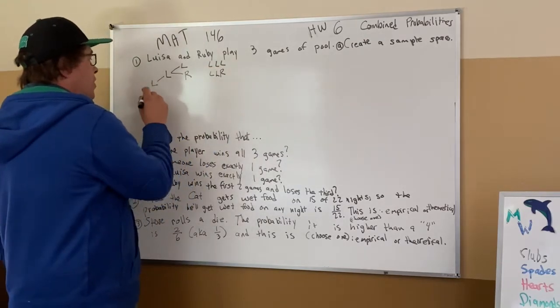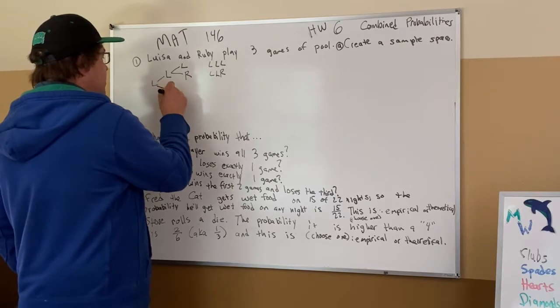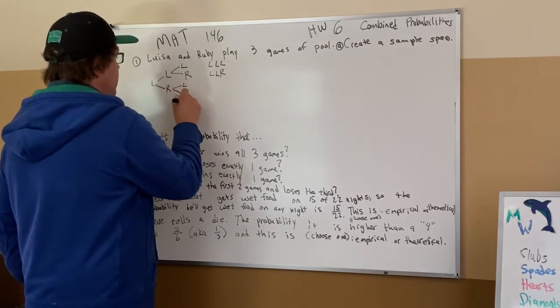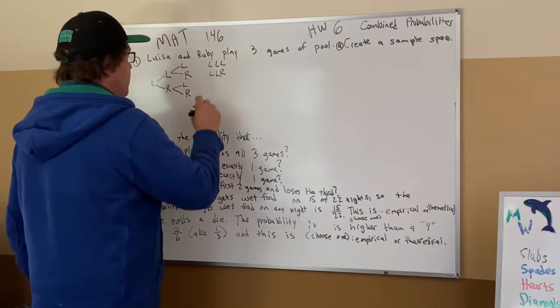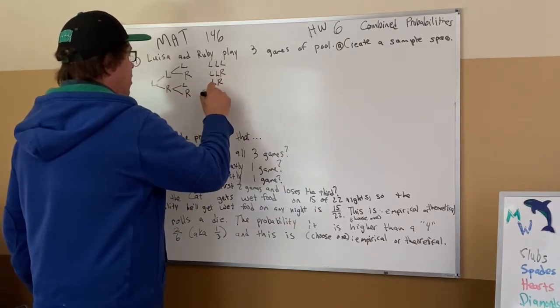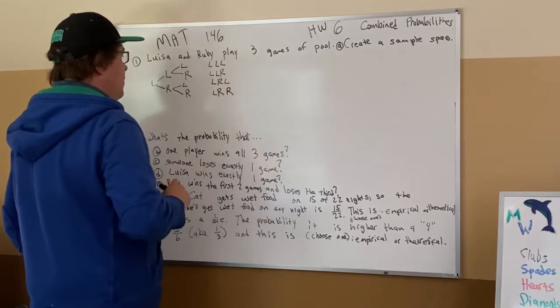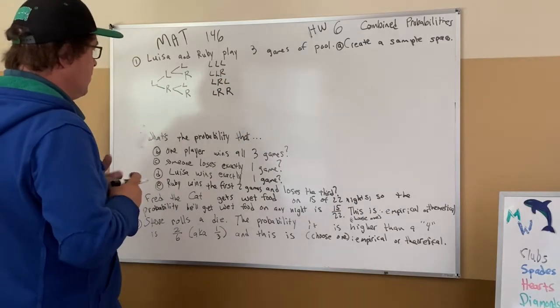Now, Luisa can win the first, but Ruby can take the second and then still have Luisa win the third, or Ruby win the third. And those both begin with LR. Then there's L and R. And those are all the cases where Luisa wins the first game represented.